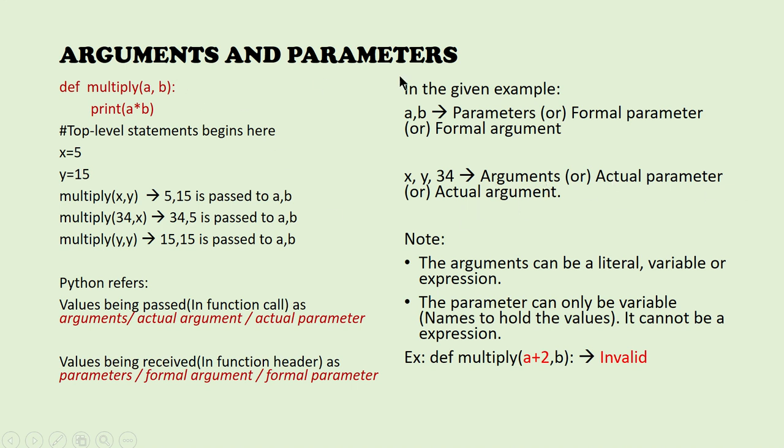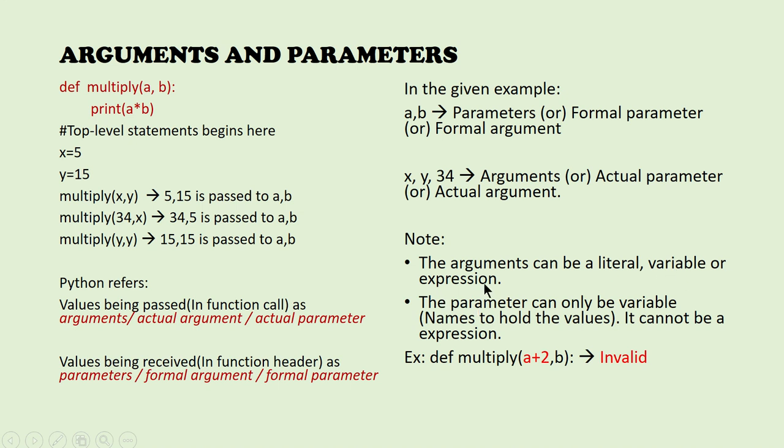While we are talking about arguments and parameters, please note one more piece of information. The arguments in the function call statement can be a literal, a variable, or an expression also. So here, instead of writing multiply of x comma y, you can also write x plus y comma y. Yes, you can still write that. That is a valid statement. However, the parameter can only be a variable. The arguments refer to the actual value that you use in the function call statement, which can be a literal, variable or expression.